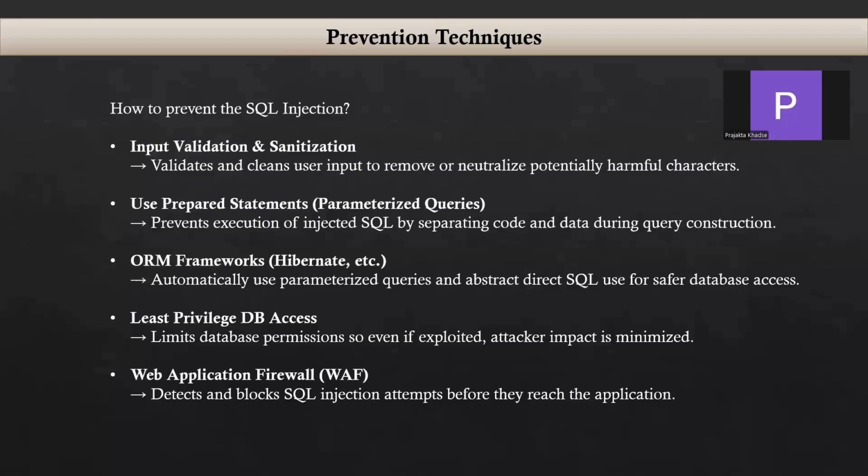Last is web application firewall, which detects and blocks the common SQL injection payloads before they reach the applications. Think of it like airport security. There are multiple layers like ID check, then scanning, then guard. Each layer adds its own protection. This is how we can prevent SQL injection.